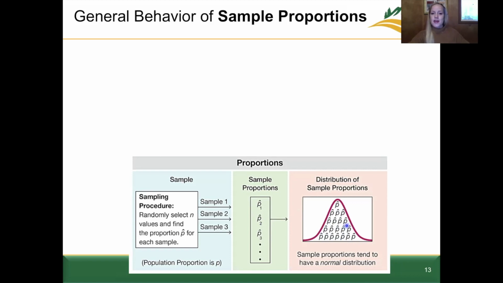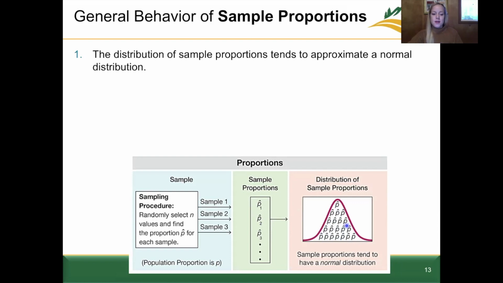So let's go through the behaviors specifically that were on the last 2 slides. Number 1 is that, as I mentioned, the distribution of sample proportions tends to approximate a normal distribution. That's seen here visually. We took all these samples, we got each sample proportion, we plot those, and we get a normal distribution from all of these p hat values, or all of these sample proportion values.